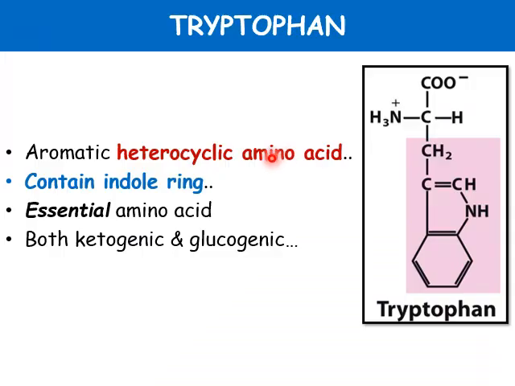Tryptophan is a heterocyclic aromatic amino acid. You can see there is a heterocyclic structure of tryptophan. It contains an indole ring. This is very important, you have to remember. Sometimes it asks in an MCQ which group or which ring the tryptophan amino acid contains, that is indole ring. It is an essential amino acid and metabolically it's both ketogenic as well as glucogenic.